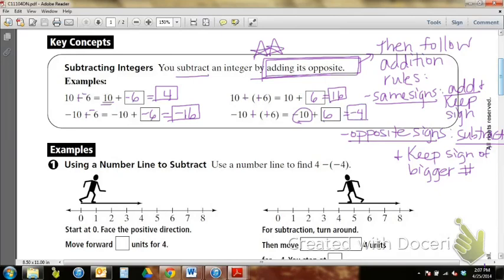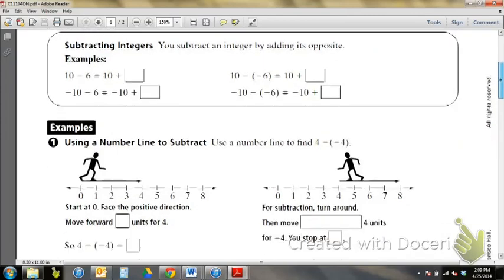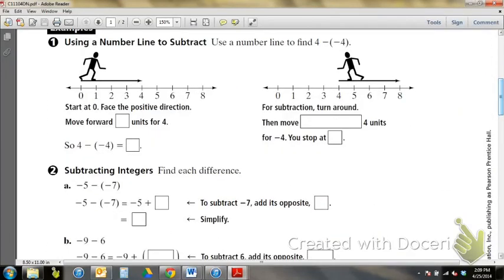And the bigger number was negative, so my answer is negative. Okay, so the whole trick is adding the opposite of the second number, the opposite sign. And then it's the same thing that we just did in 11.3. So let's try some examples here. Okay, again, they're going to do the whole number line thing. We're doing 4 minus negative 4.